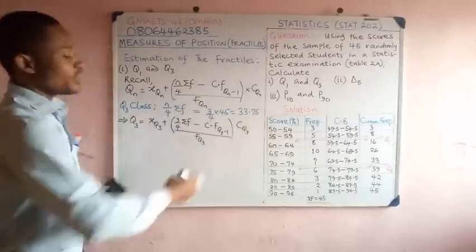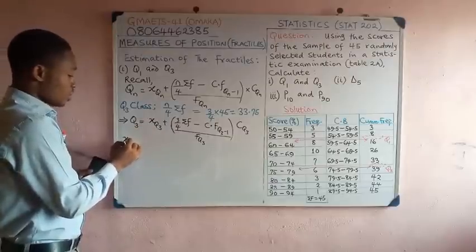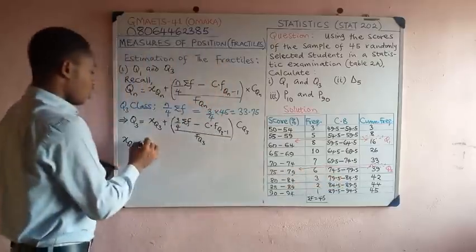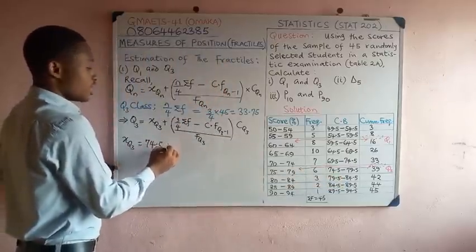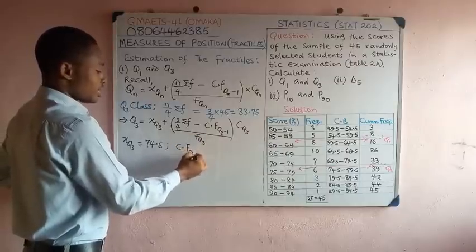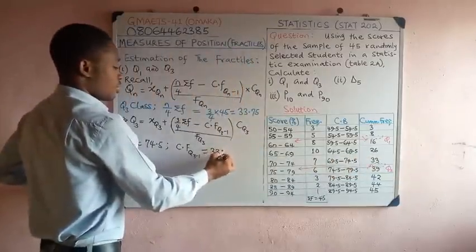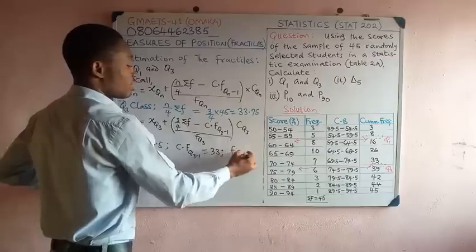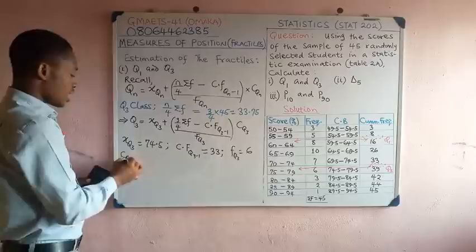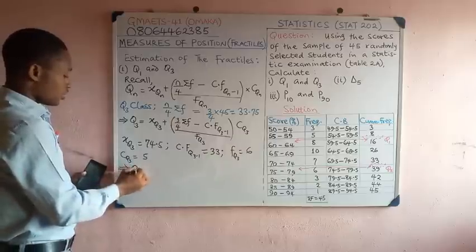So with this, having identified the third quartile class, we can now bring out the values of the parameters. From the table, the lower class boundary of the third quartile class is 74.5. The cumulative frequency of the class before the third quartile class is 33, okay? And the frequency of the third quartile class is 6. Of course, our class width is still 5. So we can now substitute to obtain Q3.